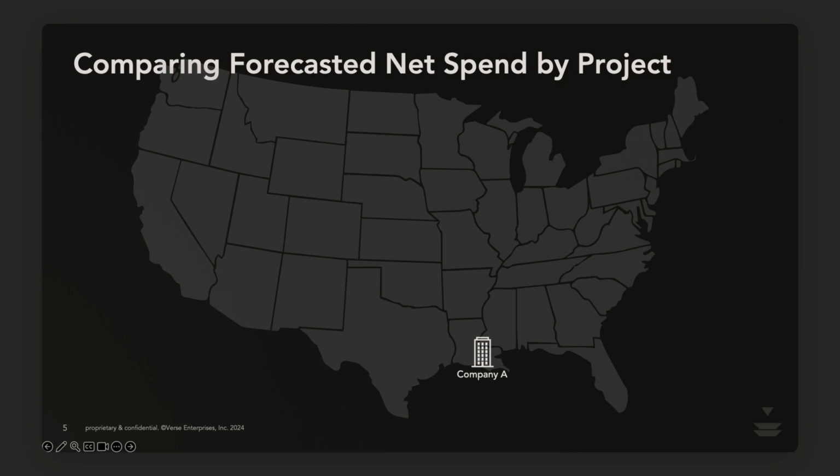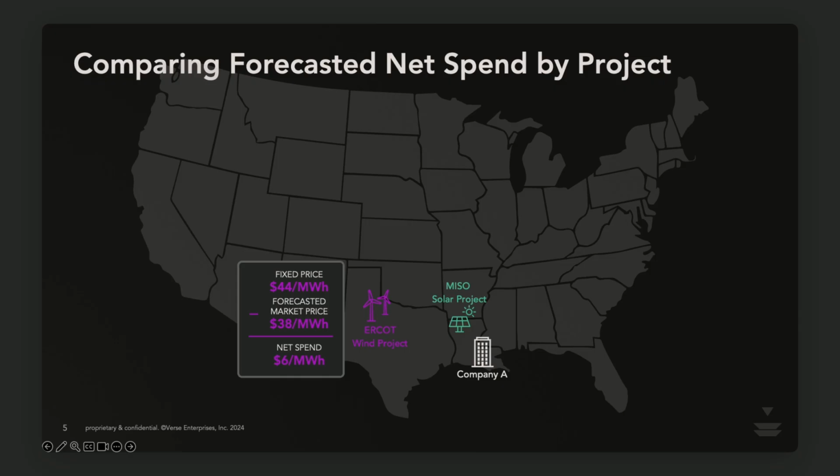Assuming Company A has market price forecasts, it will be able to determine its forecasted net spend for the 3 PPA offers. If the company contracts the wind PPA in ERCOT for a fixed price of $44 per megawatt hour and the forecasted market price is $38 per megawatt hour, Company A's forecasted net spend for renewable energy would be $6 per megawatt hour. In MISO, where the solar PPA fixed price is $62 per megawatt hour and the forecasted market price is $51 per megawatt hour, Company A's forecasted net spend would be $11 per megawatt hour.